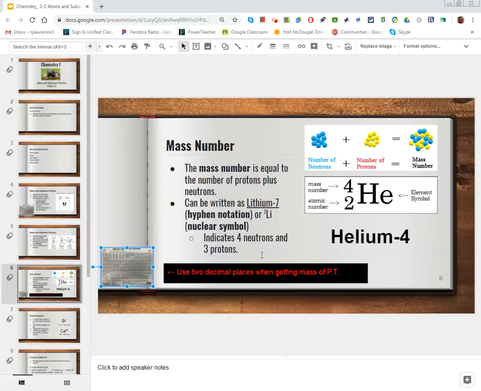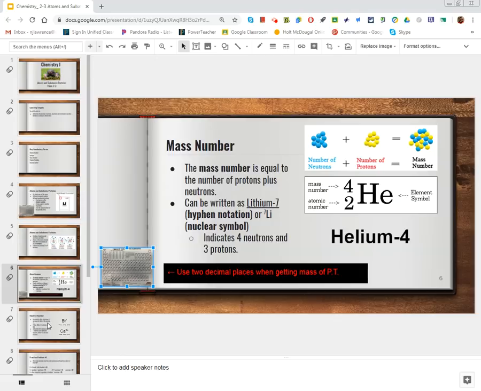So don't overcomplicate it. It's a really simple idea. Mass number is just the number of neutrons plus the number of protons. That gives me the mass number. So essentially, it's the mass of the nucleus. And the electrons are so small and so light that they don't even affect the overall mass. And again, when you're getting a mass off of the periodic table, just go to 2 decimal places.